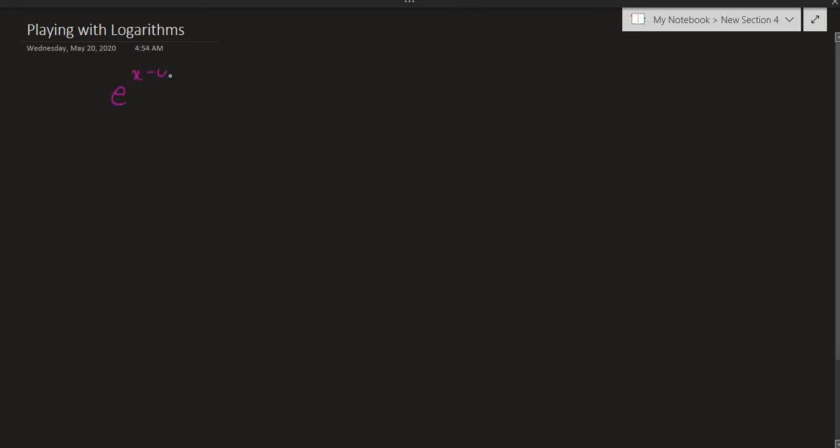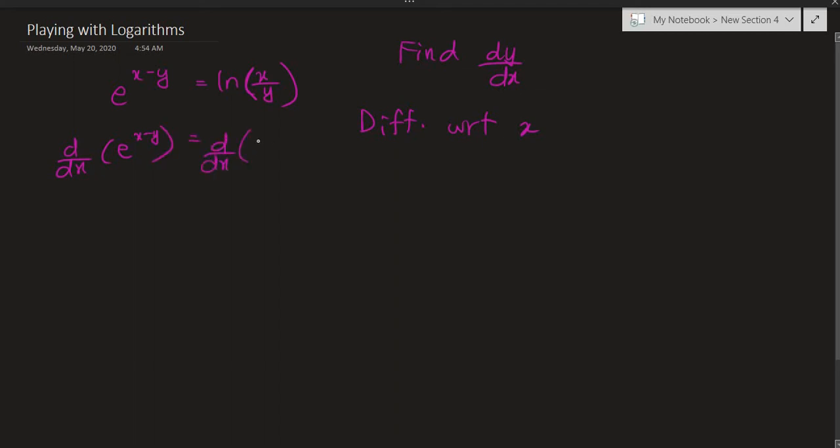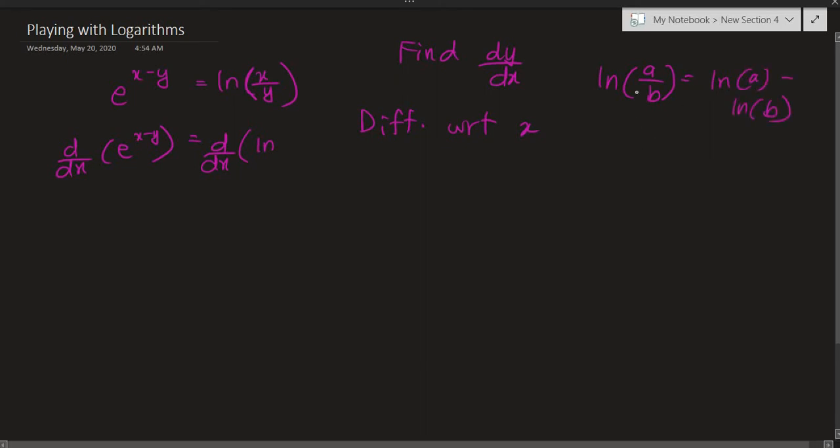So we have e raised to y minus x being equal to the natural log of y divided by x, and we have to find dy over dx, as you might have guessed. So let's just differentiate everything with respect to x. So we have d over dx of e raised to x minus y being equal to d over dx of the natural log. I can write natural log of a divided by b as natural log of a minus the natural log of b. So we have natural log of x minus natural log of y.